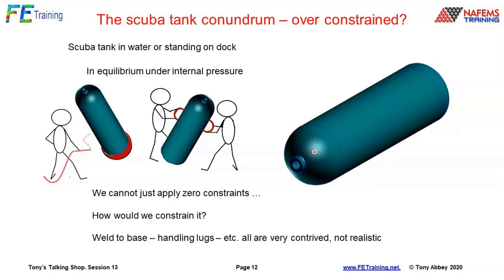So we can't just apply zero constraints. How can we constrain it? Anything we do could be very contrived, not realistic, introducing local stresses. So for many years, this was an issue.